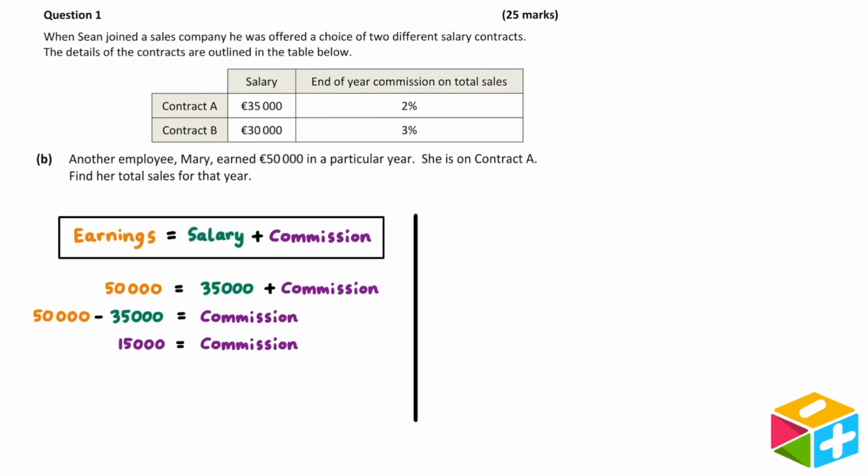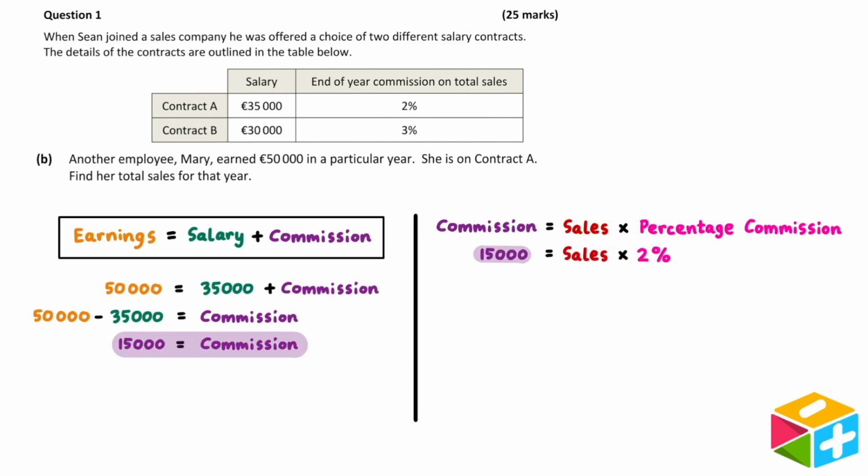So, how can we use this to find our total sales? Well, commission is calculated by multiplying together total sales times the percentage commission on those sales. We know our commission is 15,000, and since Mary is on Contract A, her percentage commission is 2%. To make things easier for our calculator, I'll convert this percentage to decimal form. Dividing by 100, we can rewrite 2% as 0.02.